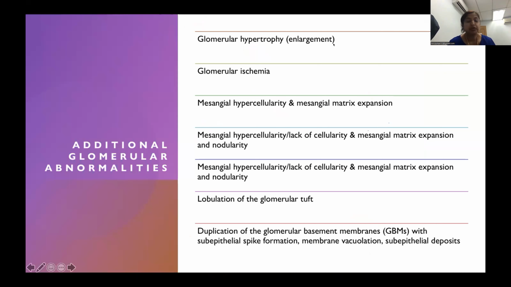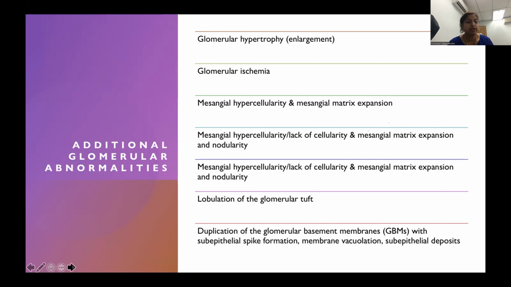Now, the additional things that you can highlight is if you have enlargement of glomerulus, glomerular ischemia, any hypercellularity, whether you have it with nodularities, like in diabetic, or even in light chain disease, you have a nodular formation in the mesenchyme, or you don't, you need to highlight them as well. A lobulation of glomerular tuft is commonly seen in MPGN conditions, and duplication of GBMs. This duplication of GBMs, if you have a subendothelial deposit, will become an active lesion. If the duplication is because of a very long-standing membranous, so you have a lot of spikes and membrane reduplication, then it does not become an active lesion.